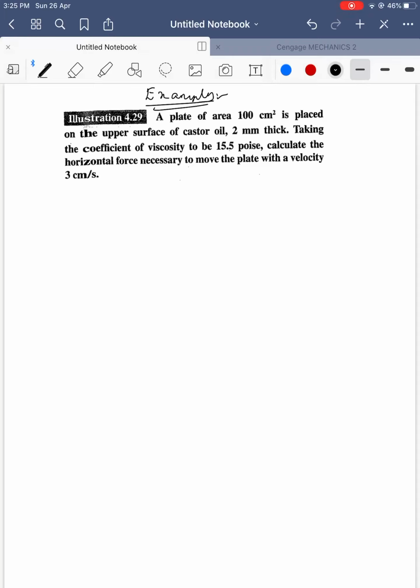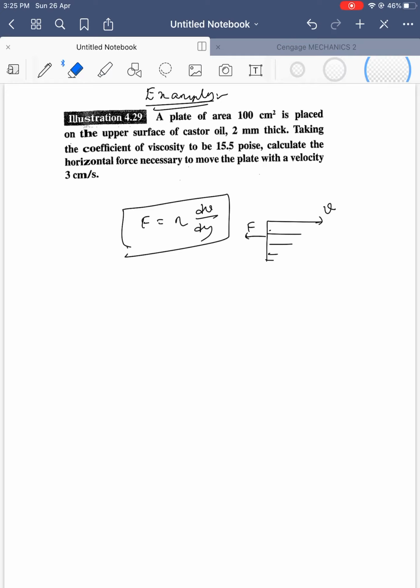Hi students, in this class we are going to see examples on the coefficient of viscosity. We have the formula F is equal to mu dV by dy. So this is one force that is actually acting in the backward direction. If liquid layers are moving in the forward direction, force will act in the backward direction, understand? So now let's solve these questions. The minus sign will be there, but instead of minus we can consider magnitude also.